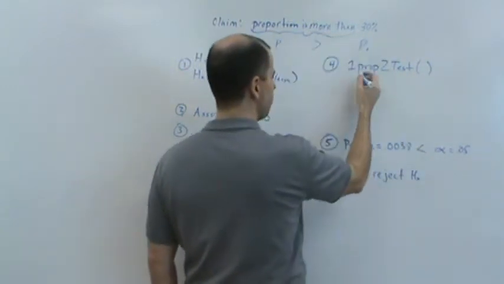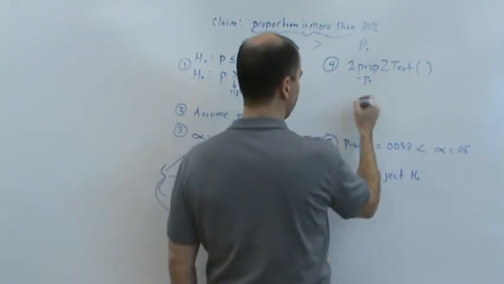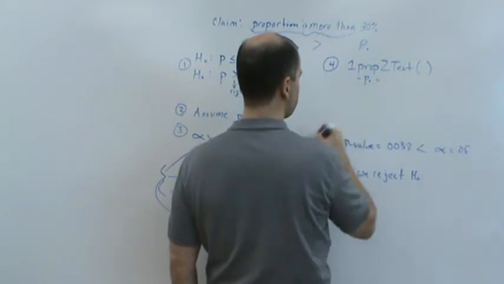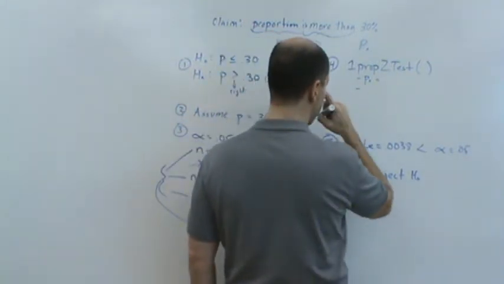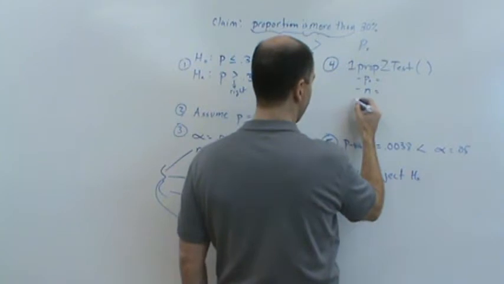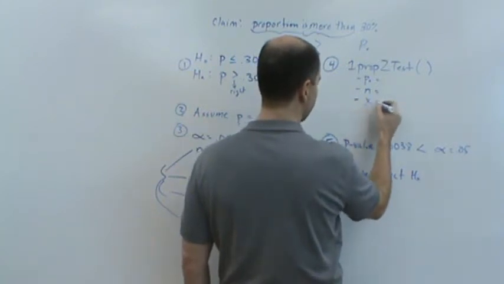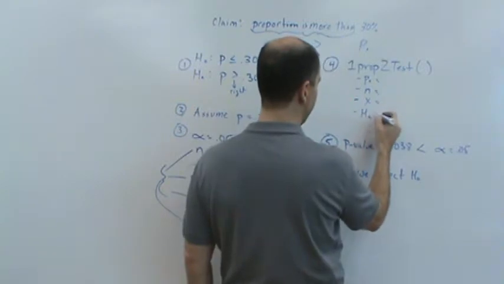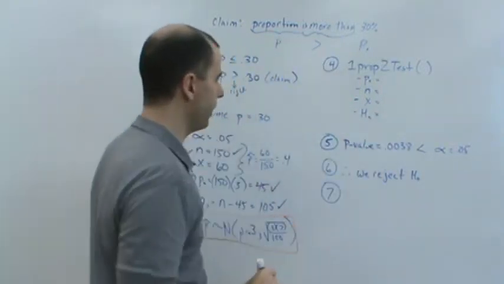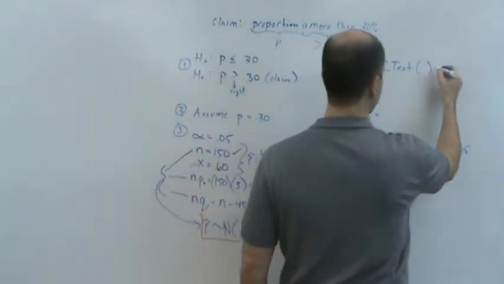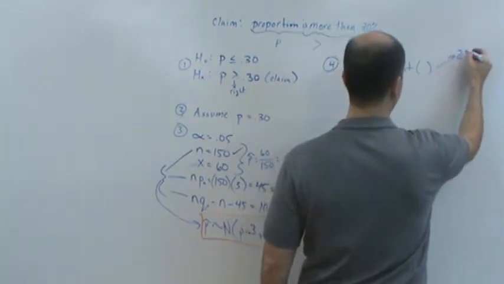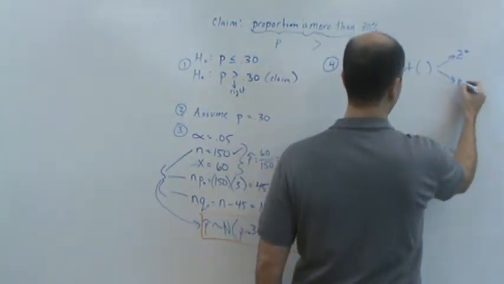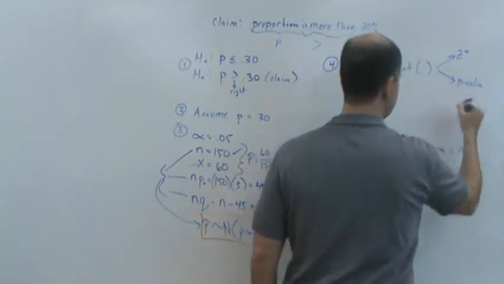And so with this, you're going to put in what is p0, right? It's going to ask you what is p0. It's going to ask you also what is n. It's going to ask you what is x. It's also going to ask you what is your alternative hypothesis, what's HA, right? And then that's it. And then what it's going to do is it's going to give you your z star and your p-value. And let's see if we get the same thing.